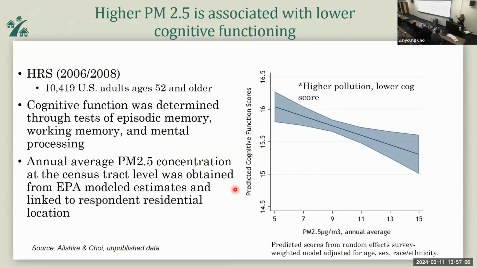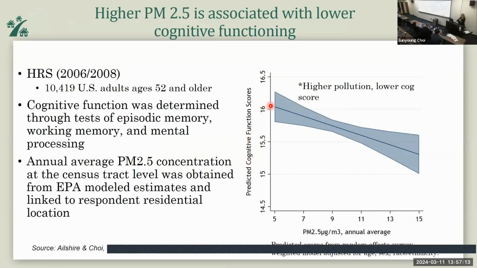And so we showed something in an earlier paper, and we replicated it in the HRS. This is a different year of data than what I just showed you, but it's the same kind of association, where at higher levels of PM 2.5, we saw a decline in cognitive functioning scores. But we then stratified it depending on the level of neighborhood stress.